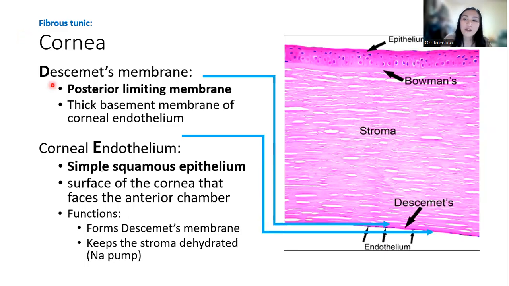Okay, D. Descemet's membrane or the posterior limiting membrane is a thick limiting membrane, the thick basement membrane of the layer below it, the endothelium. Okay, E, endothelium or the corneal endothelium lined by simple squamous epithelial cells. It is the innermost surface of the cornea and faces the anterior chamber.